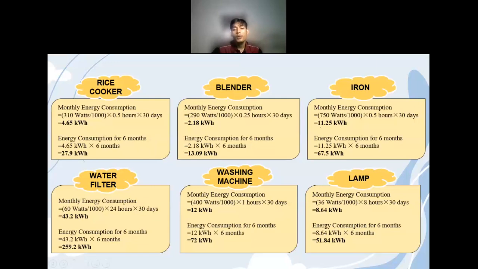Monthly energy consumption for the washing machine is 12 kilowatt per hour. And the energy consumption for 6 months is 72 kilowatt per hour. And last is for the lamp. Monthly energy consumption for the lamp is 8.64 kilowatt per hour. And the energy consumption for 6 months is 51.84 kilowatt per hour.